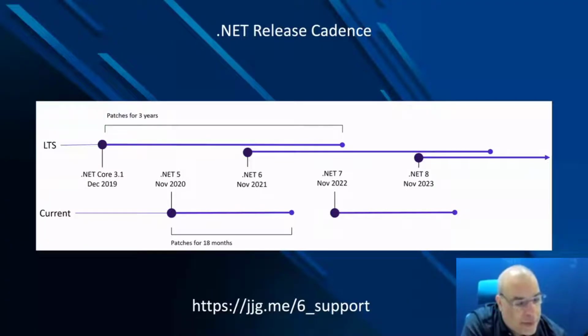Which means .NET 5, which was released prior to it, is listed as current. So they're basically going to support patching for 18 months. .NET 7, which is an odd release, even though it's a major release, is going to have 18-month support. And by the time .NET 8 comes out, you'll have 3 years support for it, so till 2026.